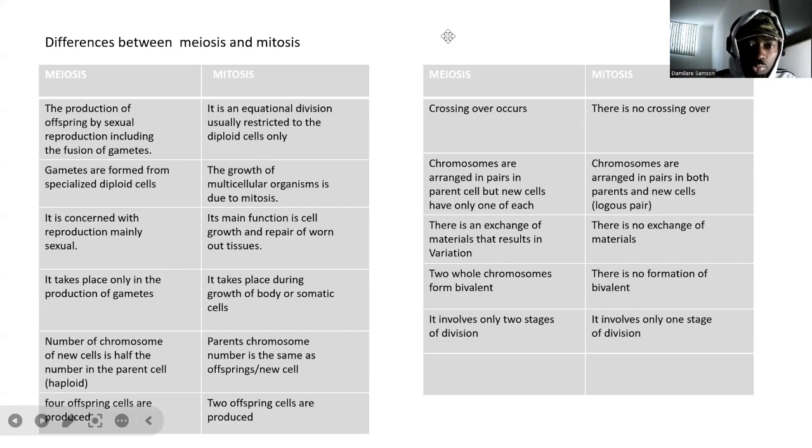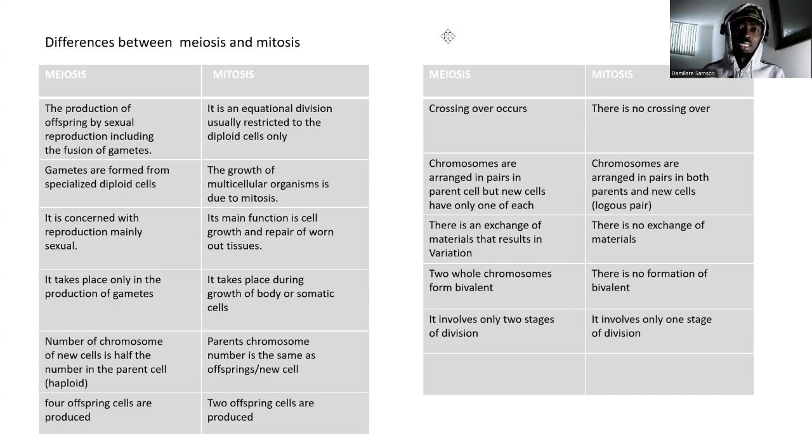So, differences between meiosis and mitosis. Now, meiosis is the production of offspring by sexual reproduction, including the fusion of gametes. Yeah, sexual reproduction, and there is fusion of what? Of gametes. So that is meiosis for you. Anything that has to do with sexual reproduction, meiosis. Gametes too being formed, meiosis.